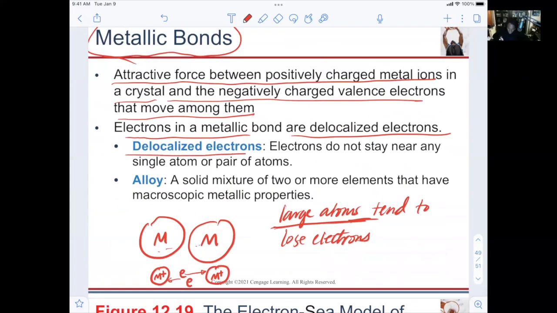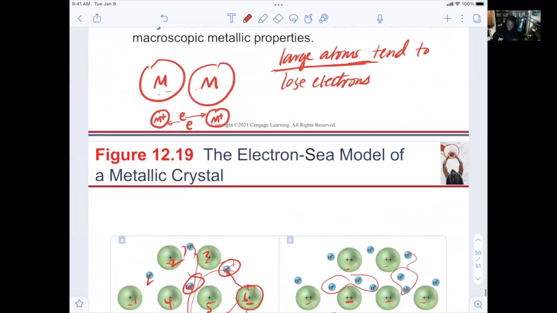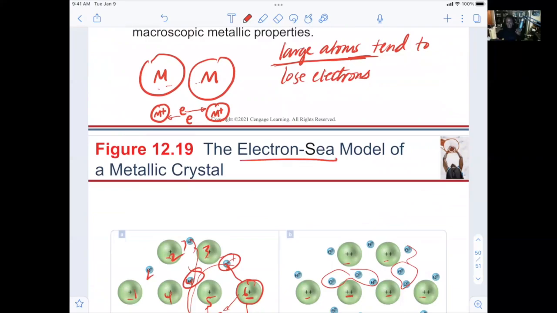Okay, delocalized electrons do not stay near any single atom or pair of atoms or metals. These electrons are kind of swimming around. So they call this the electron sea model, like the metal ions are swimming in a sea of electrons, right?